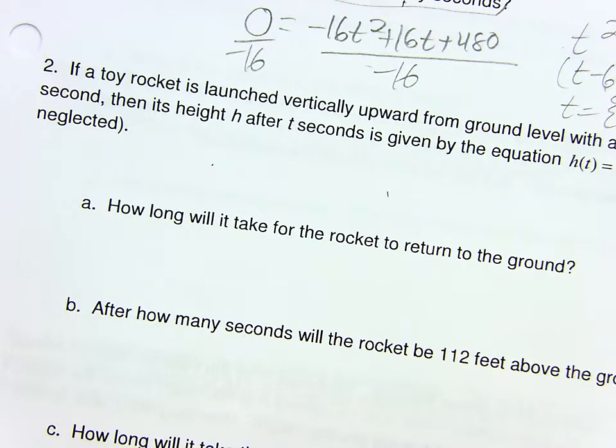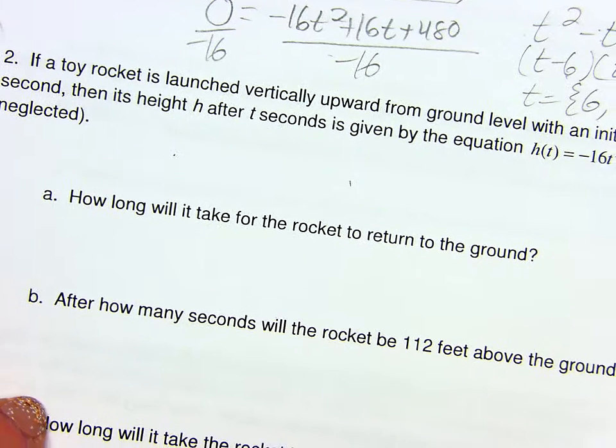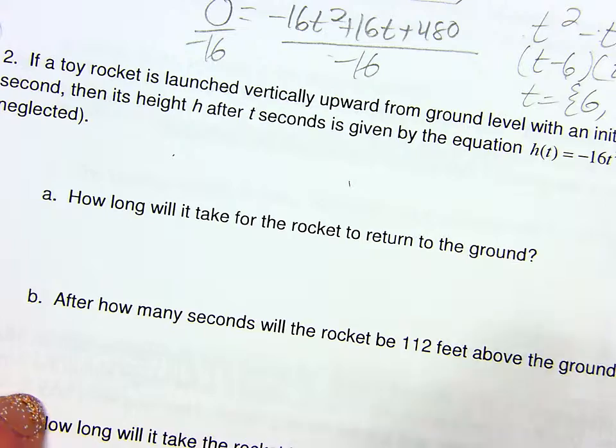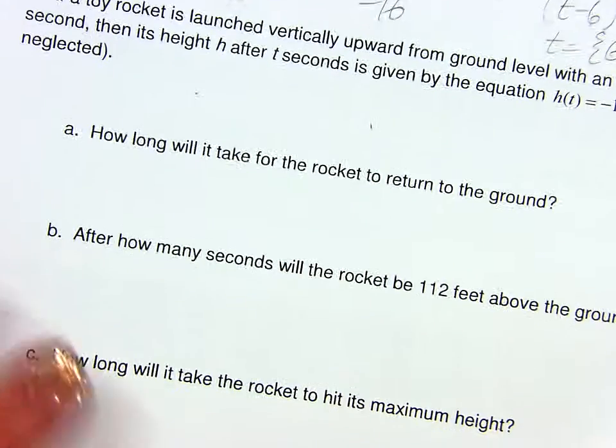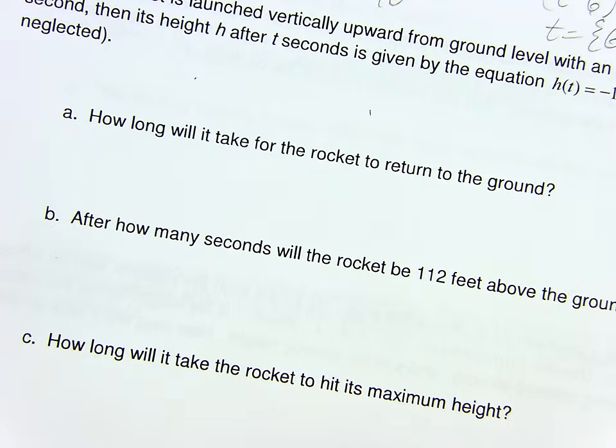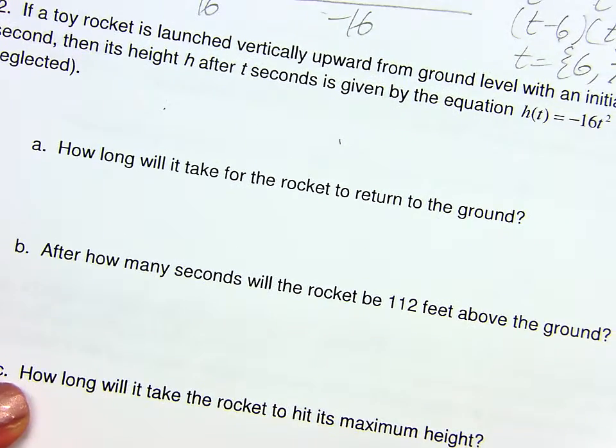Number 2, a toy rocket launched vertically upward from the ground. Initial velocity, height after 2 seconds. How long will it take for the rocket to return to the ground? If it's coming back to the ground, what do I do? I plug in 0 for the height.